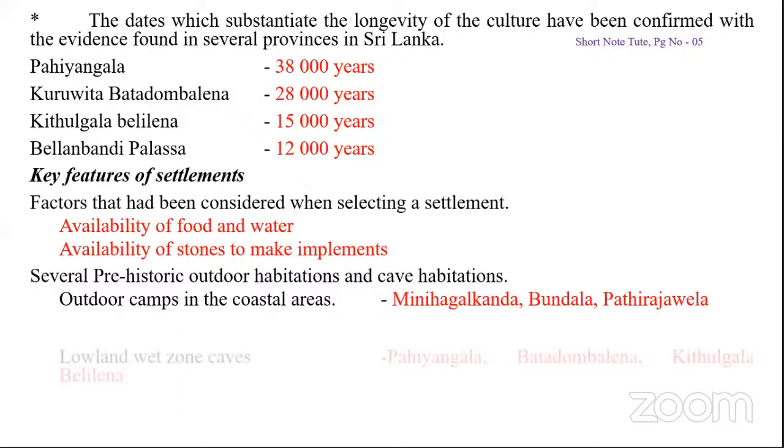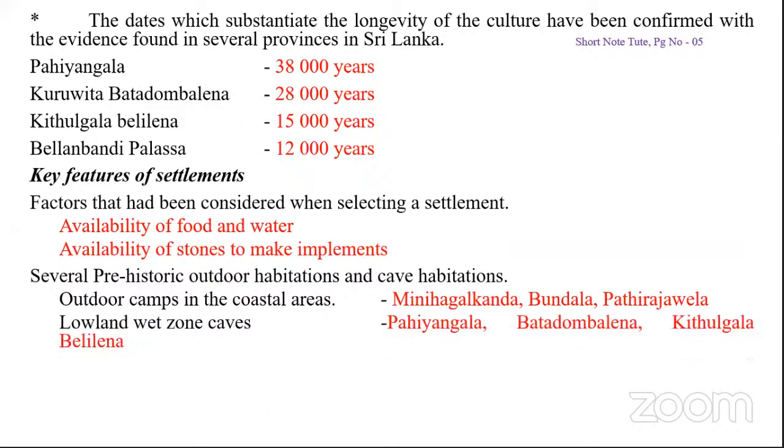And the second area, lowland wet zone caves. Now that's a cave. So these caves are located where? Lowland wet zone. So for lowland wet zone caves, 3 places are there where you will find evidences: Pahiyangala, Batadombalena, and Kitulgala Belilena. So even lowland dry zone caves. Now these are the 2 types of caves where Stone Age man was living. What are the 2 types of caves here? Lowland wet zone caves and lowland dry zone caves. What are the examples? Sigiriya Potana and Sigiriya Aligala.